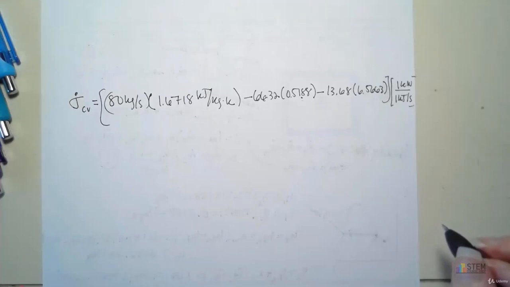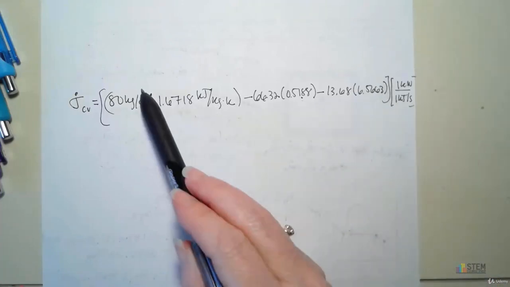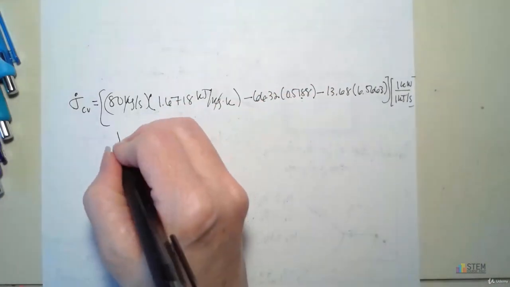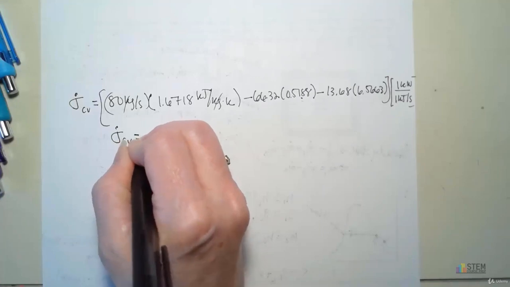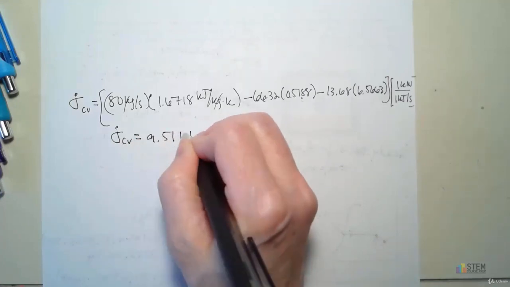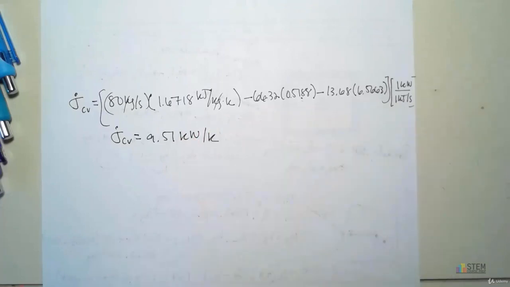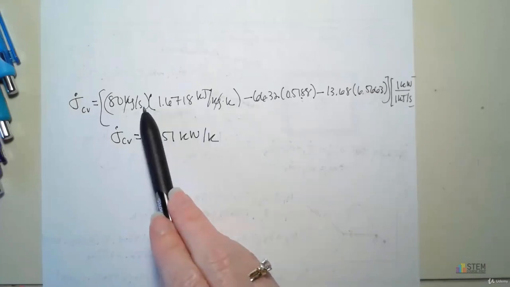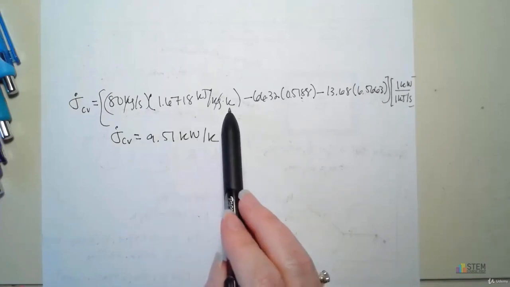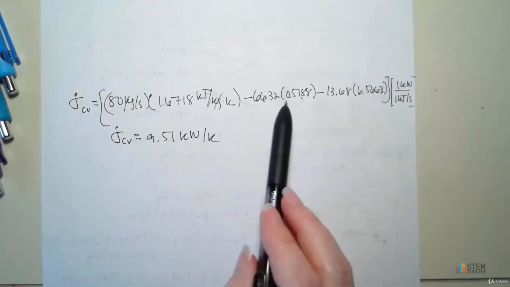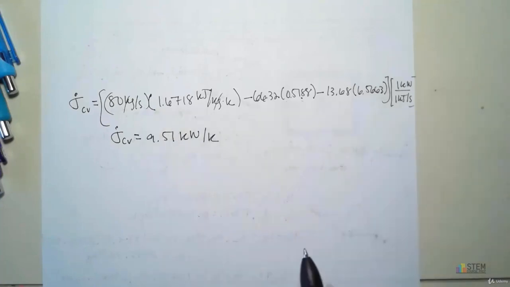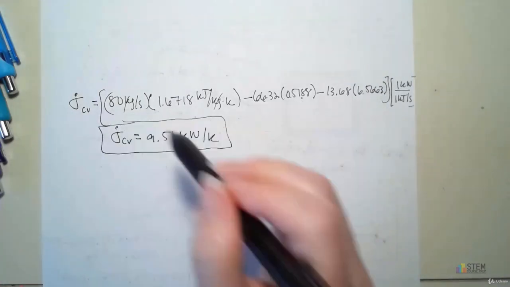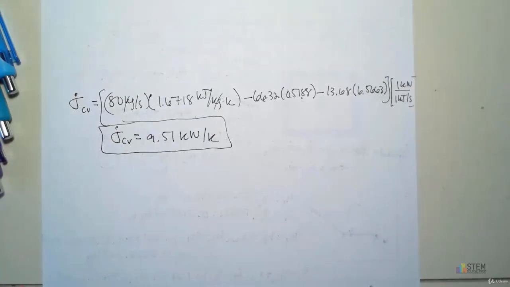Now what you're going to get with that is the kilograms are going to go away out of each of these, and what we're left with is a sigma dot of 9.51 kilowatts per Kelvin. It's kilowatts because if you look, we've got kilojoules per second, so that goes to kilowatts, and then there's Kelvin. These two terms have the same units as these right here. I was out of room though, so I didn't write them down, but that's what you get. So that's your rate of entropy production right there, 9.51 kilowatts per Kelvin.